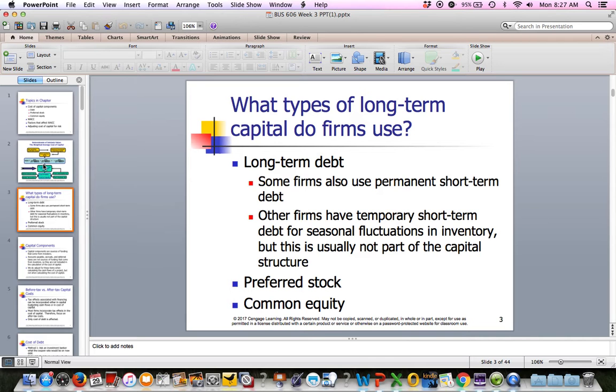So long-term capital, and this is all long-term debt, primarily bonds. Some use what they call permanent short-term debt. Permanent short-term debt just means I might always have short-term debt on hand to buy inventory, just kind of knowing that too. So sometimes you treat permanent short-term debt as long-term just because you always have it on the books. Preferred stock and common equity. And common equity really means both common stock and preferred stock.